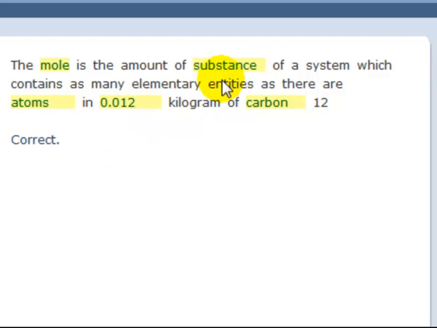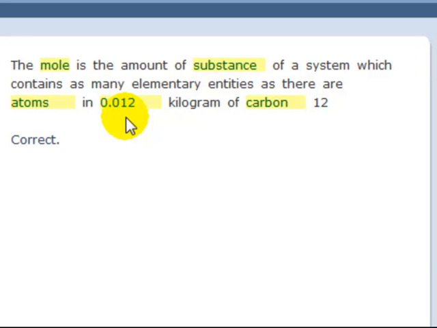So the mole is the amount of substance of a system which contains as many elementary entities as there are atoms in 12 grams of carbon 12. And I haven't mentioned this here, but this is the famous Avogadro's number, 6.023 times 10 to the 23. So a mole of carbon atoms, which weighs 12 grams, contains 6.023 times 10 to the 23 atoms of carbon.